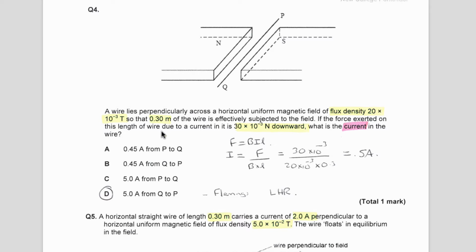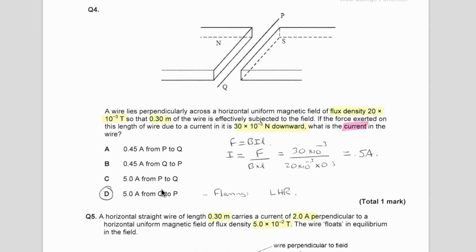So if the force exerted on the length of the wire is 30 times 10 to the minus 3 newtons downwards, we need to know the current in the wire. So basically what we do is we take our equation, F equals BIL, and we want to know what the current is, so we want to know what I is. If we rearrange the equation, we simply get this, and then we just put our numbers in. So F is the force, which is the 30 times 10 to the minus 3. The magnetic flux density is B, so that's 20 times 10 to the minus 3, and the length of the wire is 0.30 meters. And if we do that, we basically get 5 amps.